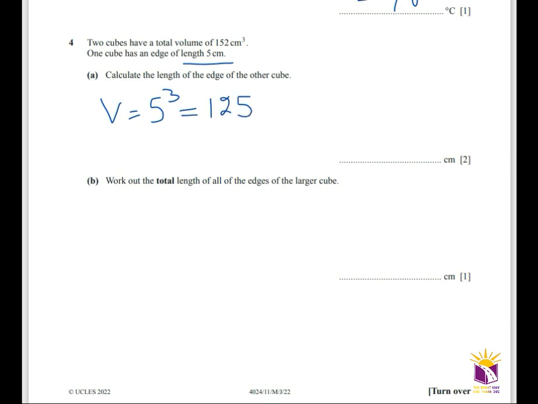Now the two cubes combined have a volume of 152. So the volume of the second cube will be equal to 152 minus 125, and it will be equal to 27. Now 27 is the volume. For finding the length of the second cube, we are taking the cube root on both sides.